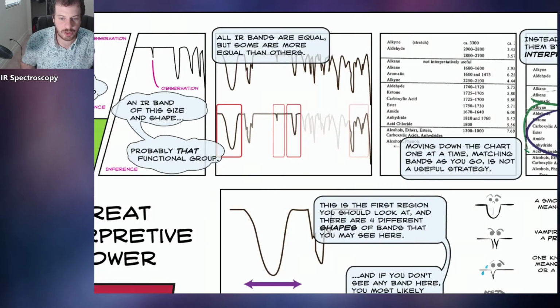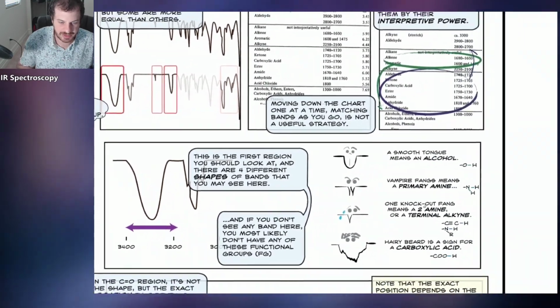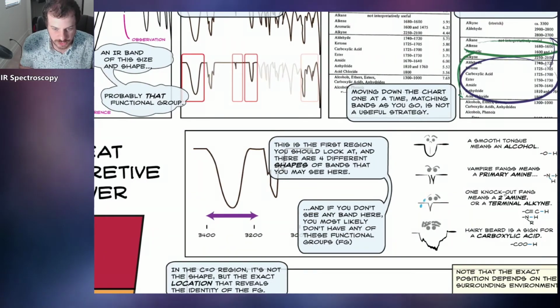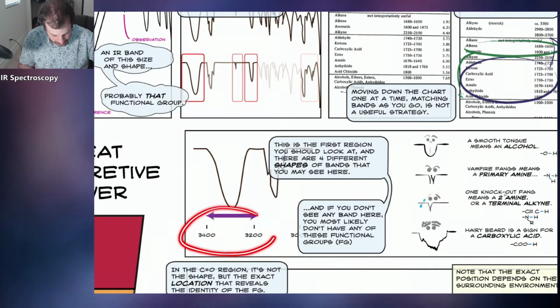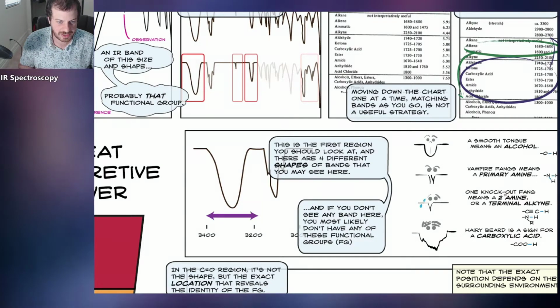So we're going to go through the big red flags, and there's an order that I want you to look at when you look at an IR spectrum, and that is number 1. The first place you want to look at on an IR spectrum is the region between 3400 and 3200. This area gives you the most information, and you want to look for one of 4 patterns.